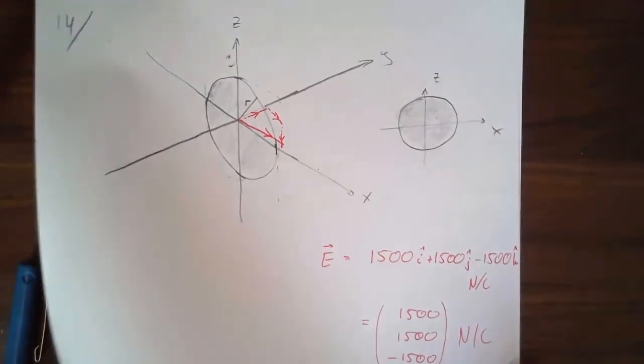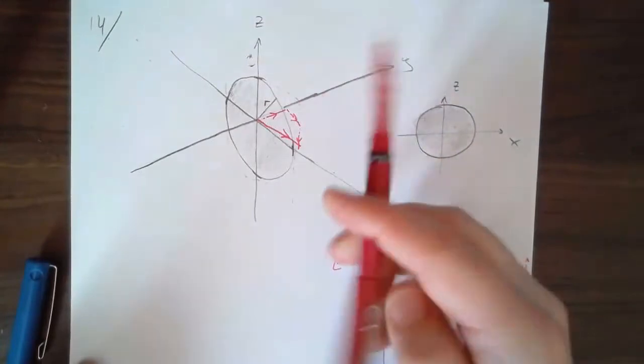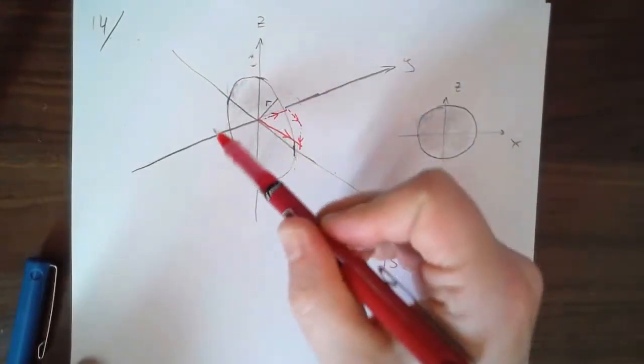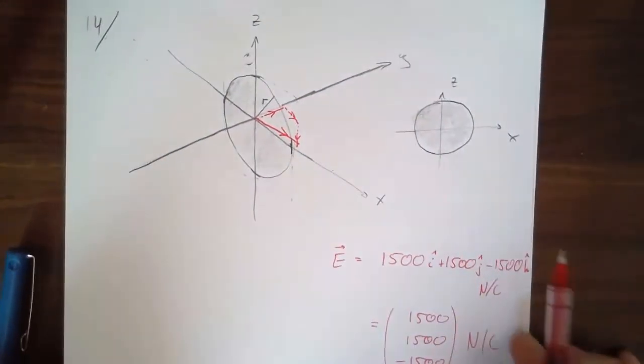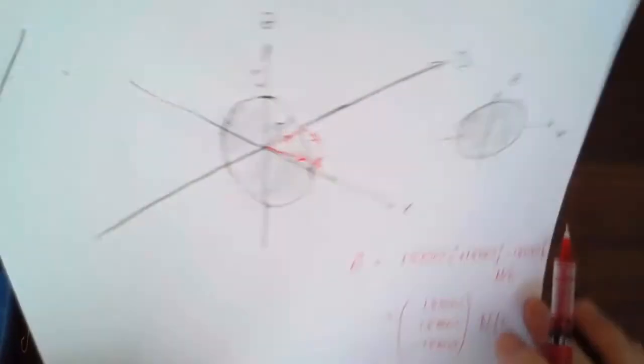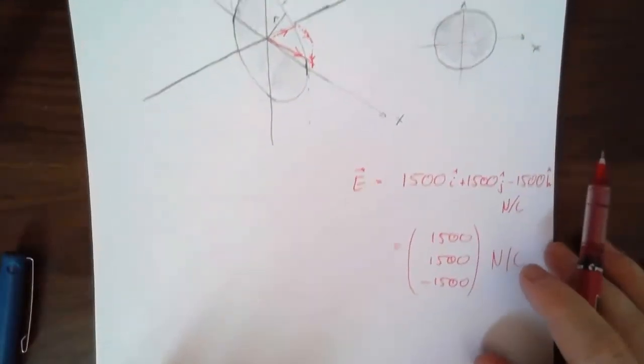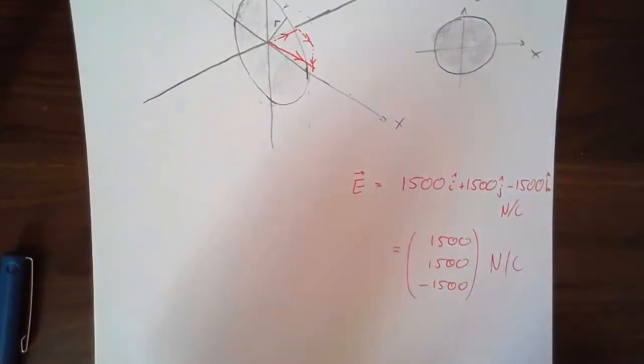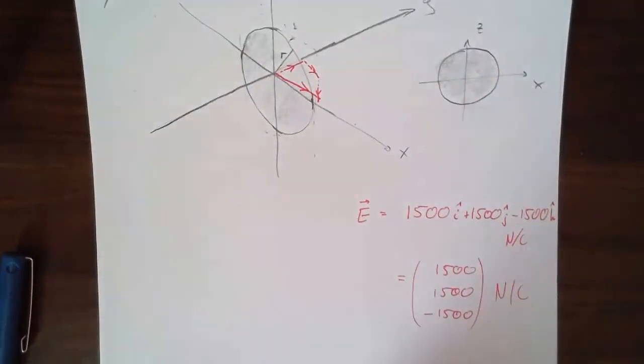So we are asked to find, if this is the electric field everywhere here, so I could sort of draw similar arrows everywhere, what is the flux through the surface? So if you can visualize it, right? Okay, that is something, right? That is a good start.